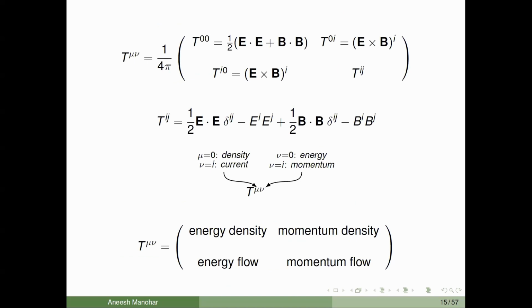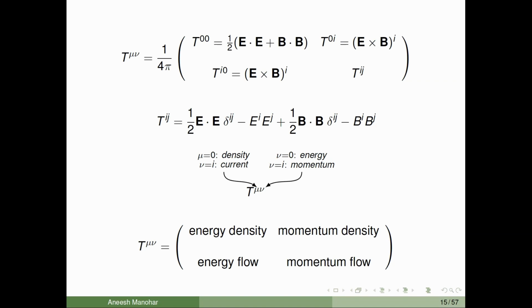And if you work out the components, this should be familiar to everyone. You get a half E squared plus B squared. There's some normalization depending on whether you use Gaussian units or SI units or whatever. But E squared plus B squared, you get a flux. You get a momentum density in this corner, which is equal to the energy flow, which is E cross B. This is the Poynting vector. And then you get some stress tensor.